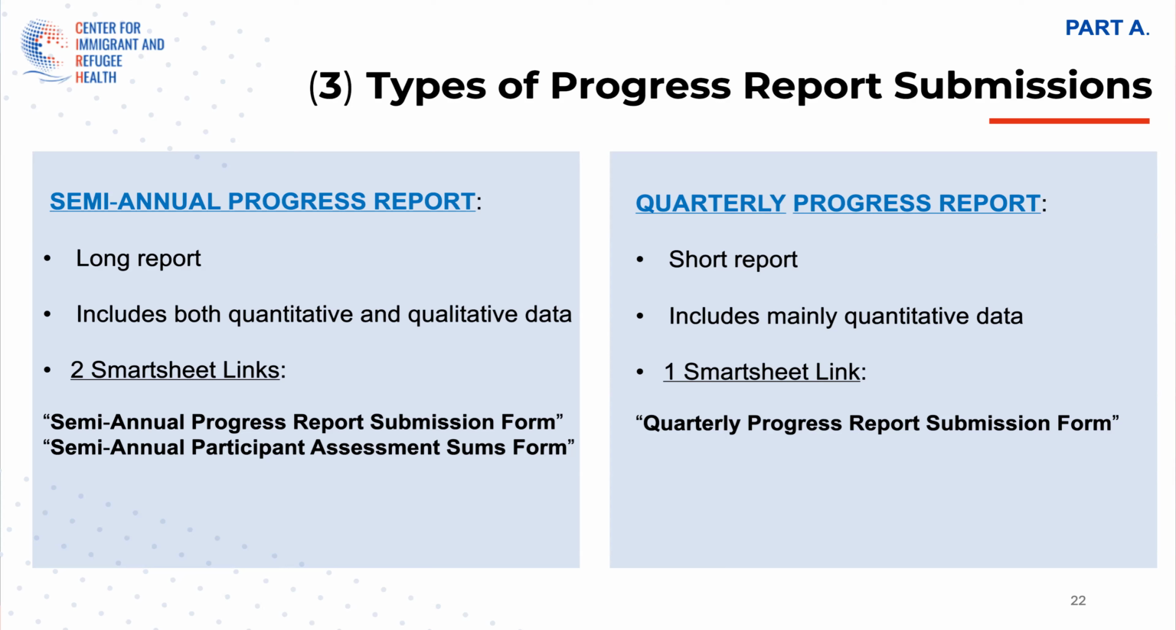The quarterly progress report is shorter. It's actually a subset, a slice of the semi-annual report. So it includes mainly quantitative data. There might be one or two short answers, but it's just a piece of the semi-annual report.